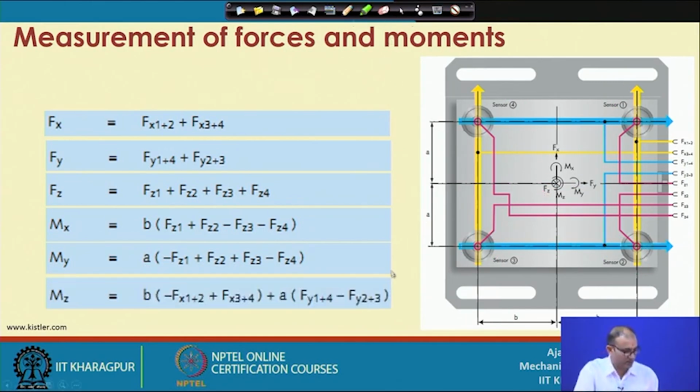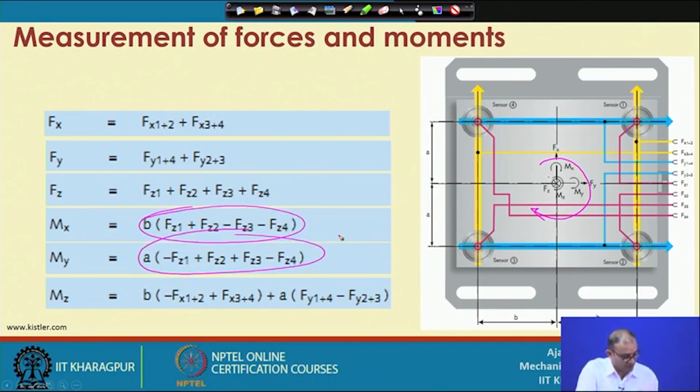But still one thing is left, that is Mz. This one is a little complex. Now, this direction is this direction. Now, we are rotating in a clockwise direction, right. When you rotate in a clockwise direction, we are not pressing the component. In the earlier cases, wherever we were pressing, only Fz comes into the picture. But here in Mz, we are not pressing there, we are actually shearing the plate.